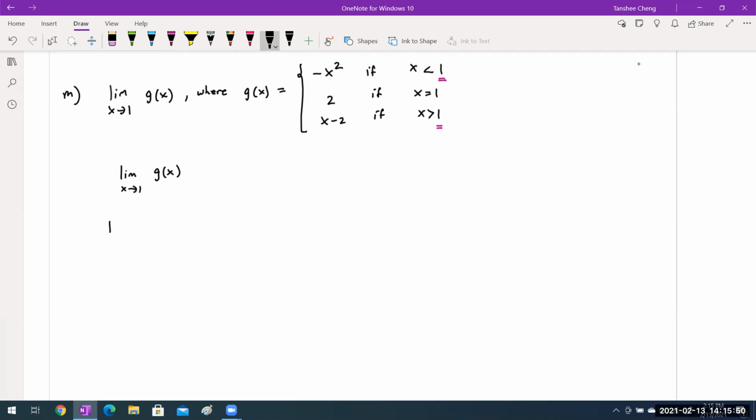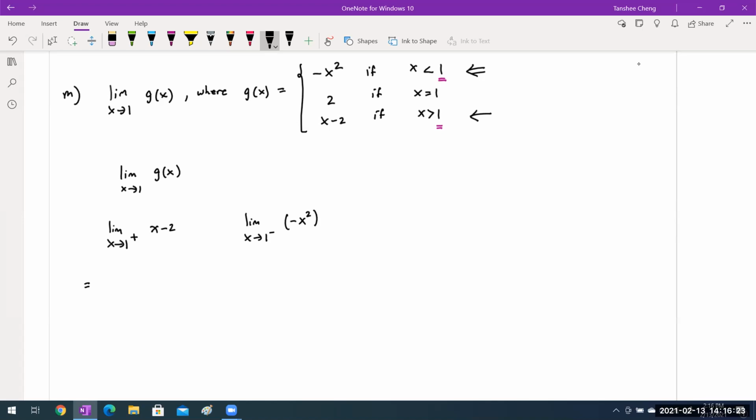So, limit as x approaches 1 from the positive side, and limit as x approaches 1 from the negative side. From the positive side, which is this part right here, right? And we will be using the formula x minus 2. From the left-hand side, when the restricted domain is less than -1, we will be using the first formula, which is negative x squared.